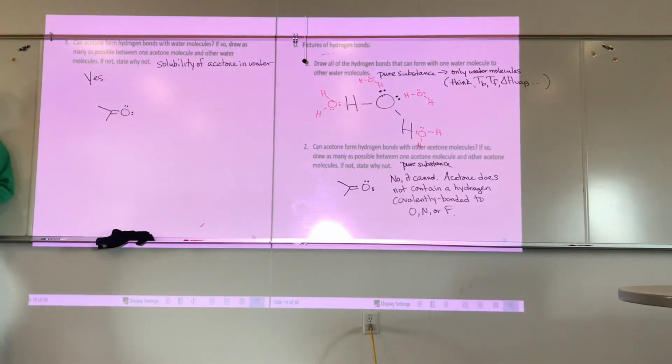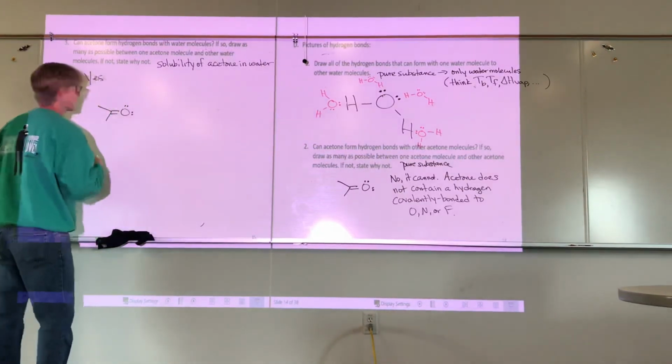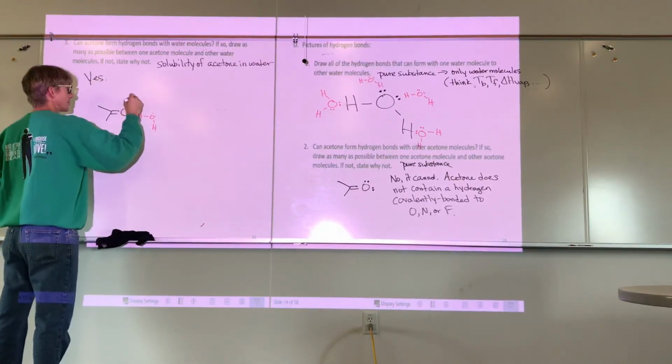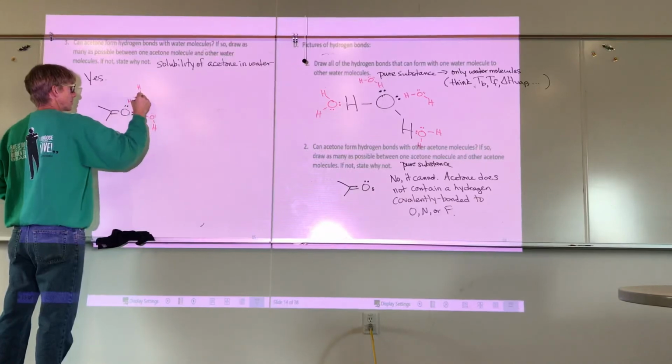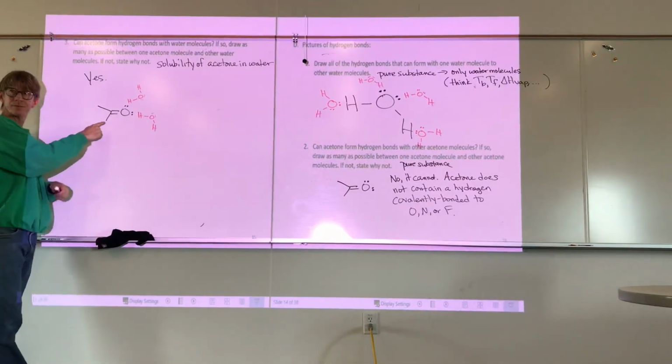There's acetone. Acetone contains the O. Water contains the hydrogen covalently bonded to O. Now we can draw two hydrogen bonds there. Those are the types of questions. Check. Can all the hydrogens on the two carbons in acetone get a hydrogen bond to the water as well, like oxygen and hydrogen? They can't.